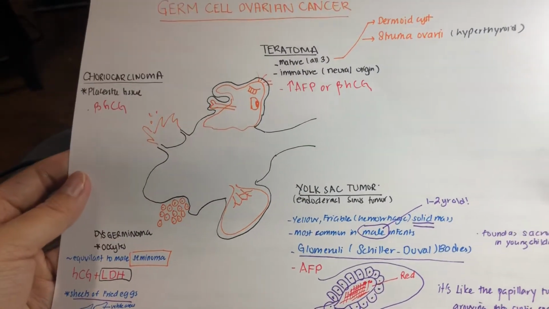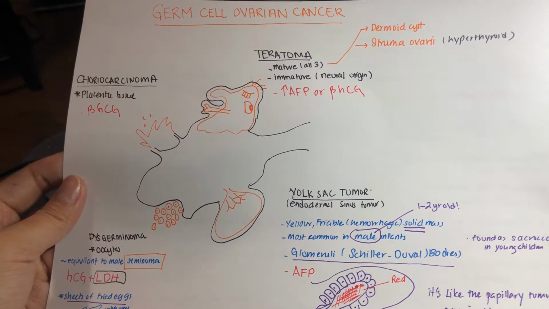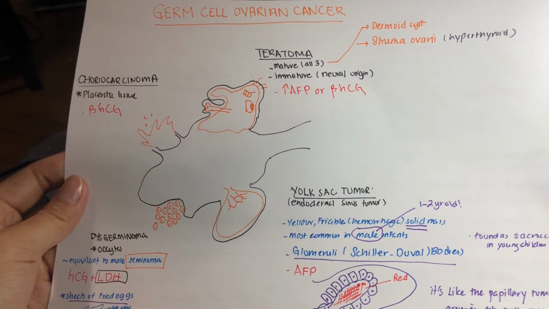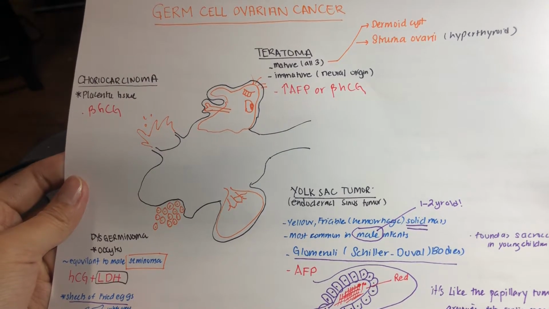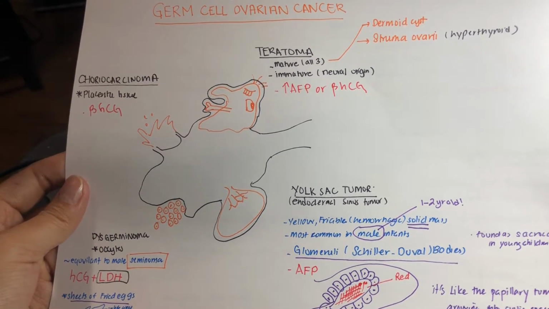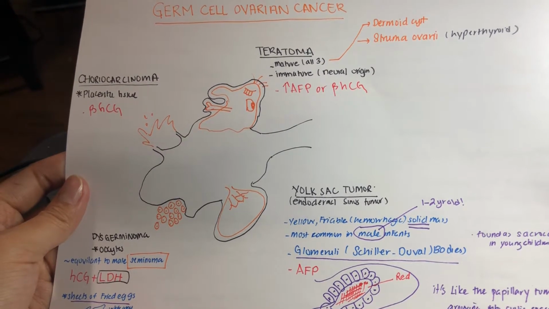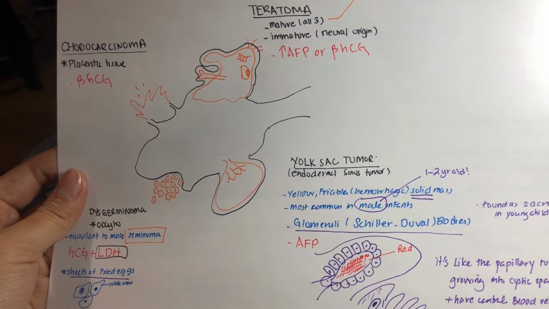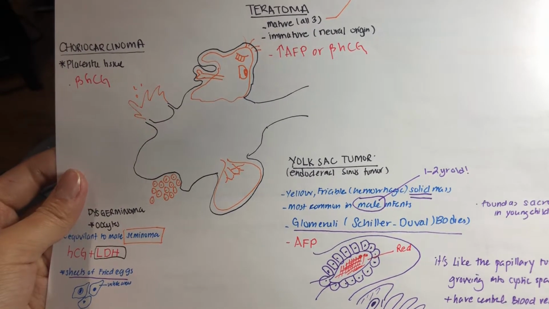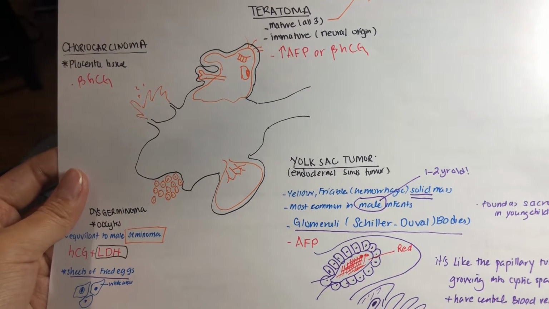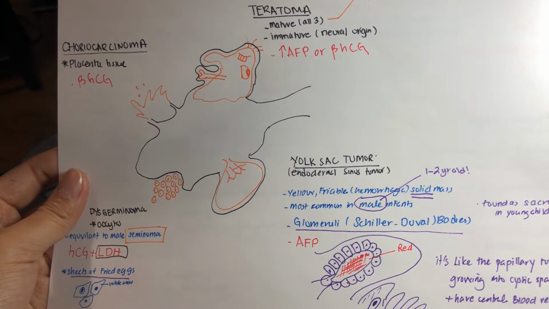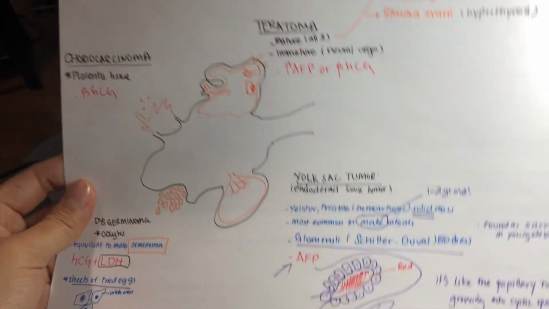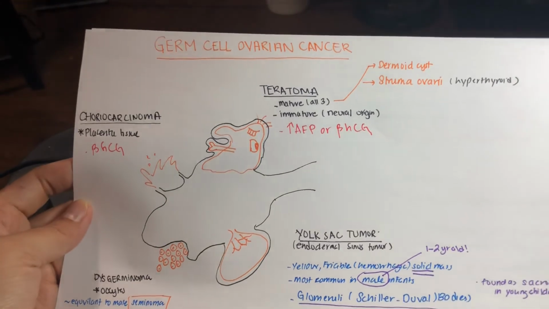So again, to summarize: teratoma, beta hCG or AFP. Choriocarcinoma, beta hCG. Dysgerminoma, which is the equivalent of seminoma, you can detect beta hCG and LDH, fried egg. And then yolk sac is AFP and glomerular structures, infant, 1 to 2 years old. So the only tumor that doesn't have beta hCG here is the yolk sac tumor. So this is germ cell ovarian cancer.